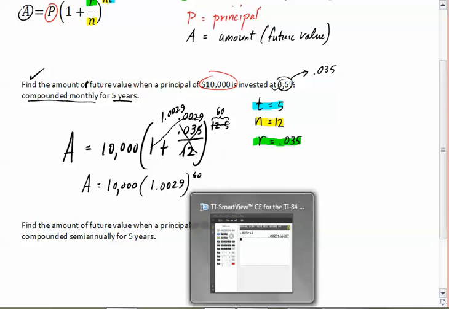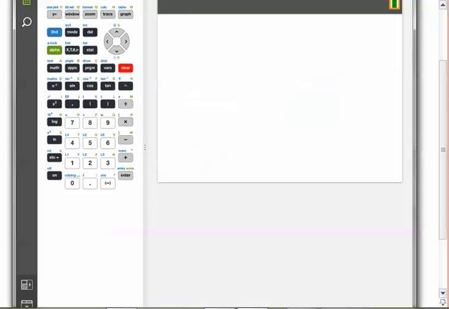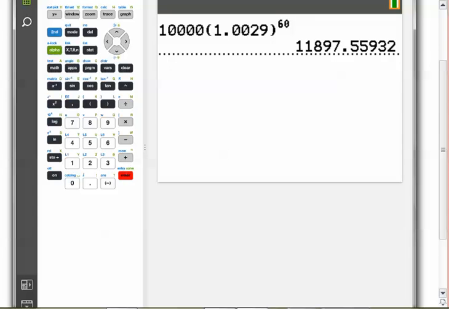Let's take a look. So I'm going to put this in the calculator. 10,000 times 1.0029 to the 60th power. Here we go. We just drop it right in. 10,000 times 1.0029 raised to the 60th power. Enter. And there it is.